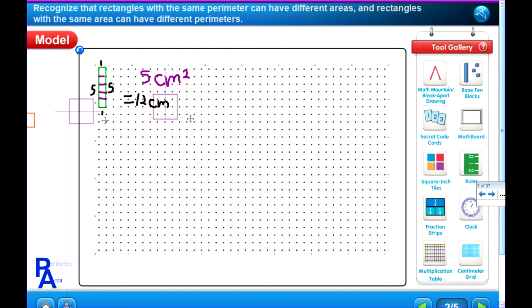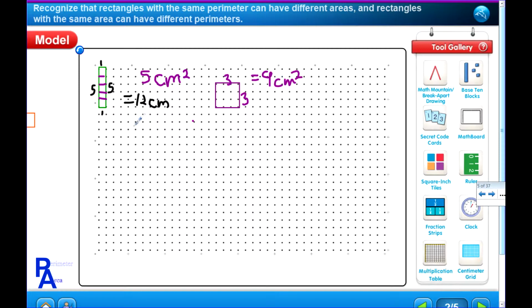I have another box. This box is also 12 centimeters going all the way around. Go ahead and count. 1, 2, 3 on top, 3 centimeters on top, 1, 2, 3 centimeters on the side. So that square is also 12 centimeters to go all the way around. What's the area? 3 times 3 is 9. So the area equals 9 centimeters squared.